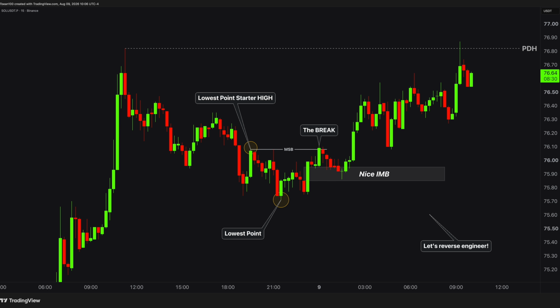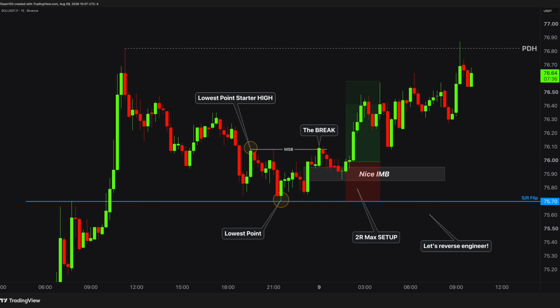And what else do we have here? At the top, we have the PDH, the previous day high, which is a clear target for us, a location for us to move towards. And if you look at the left side, you will notice we are at the perfect SR flip location. Now you can see how we reverse engineered the setup. Everything made so much sense for us now, right? Reverse engineering is always great to understand the setup.